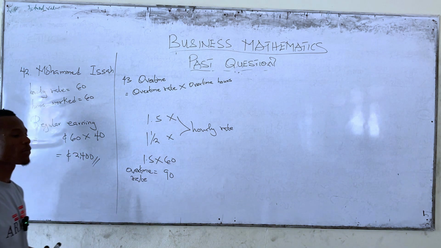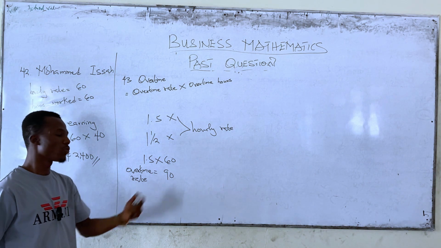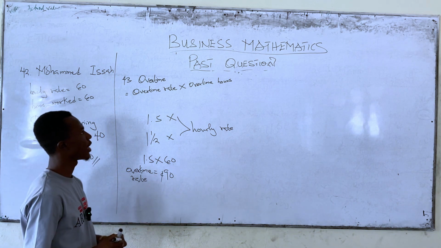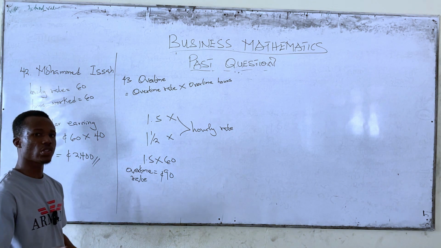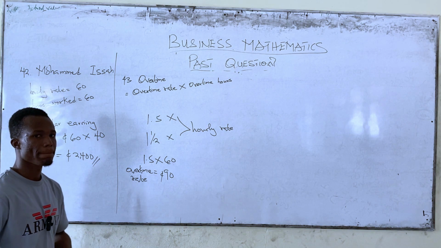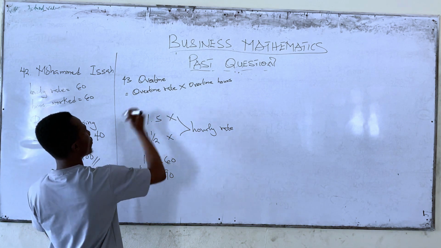So it means anytime Muhammad works for 1 overtime hour, he is going to be paid 90 Ghana cedis. I hope you get that. And so here we are going to calculate for the tax. And before we calculate for the tax, we have to get the income. And how do we get the income? It's here. The overtime income.